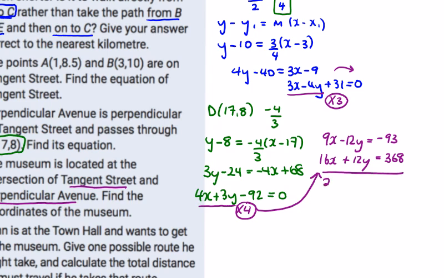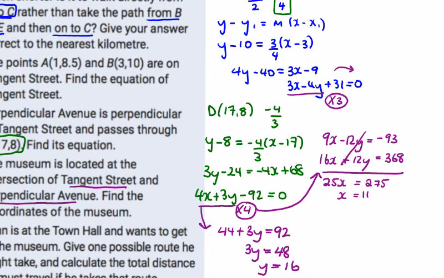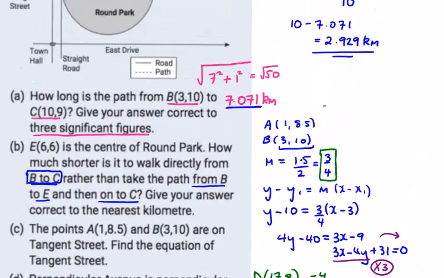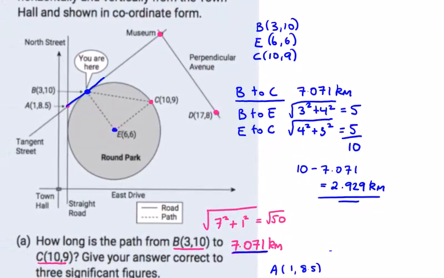That gives me 25x equals, the y's cancel, 275. So x will be equal to 11. And if x is 11, I'll get 44 plus 3y is equal to 92. 3y is equal to 48. So y is equal to 16. And just put that in the bracket, (11, 16) for the answer. Does it match up? Do we have it on our diagram? We don't, but it looks about right.